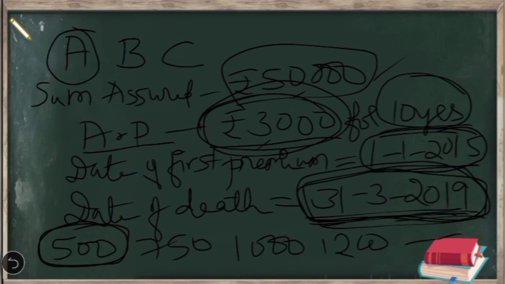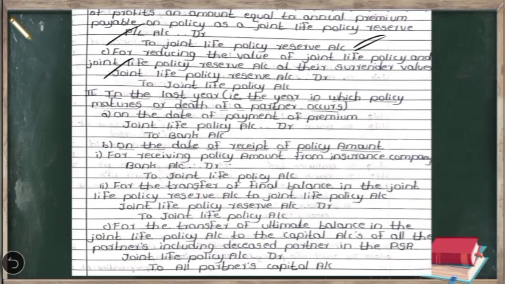In the year 2019, that is considered as the last year in which the policy matures because of death of one of the partners. So what are the entries we need to pass in that year? The first entry will be passed on the date of payment of premium. The entry is similar to the previous set of entries, joint life policy account debit to bank account. But you have to make sure that the partner died after making the payment of premium. Okay, so if he dies before making the payment of premium, then this entry does not come. Okay, this entry will be passed only if the partner dies after making the payment of annual premium.